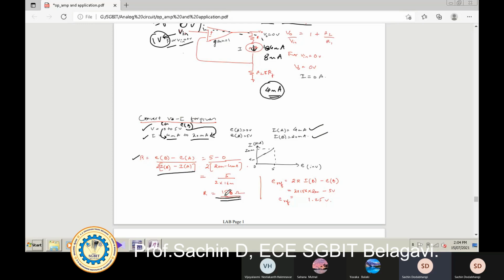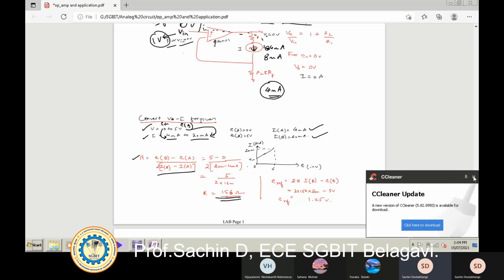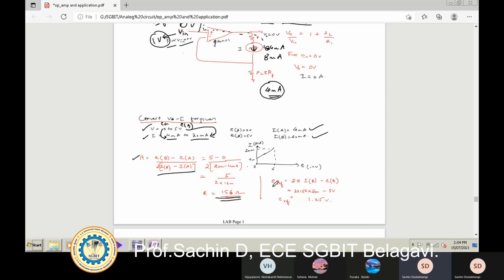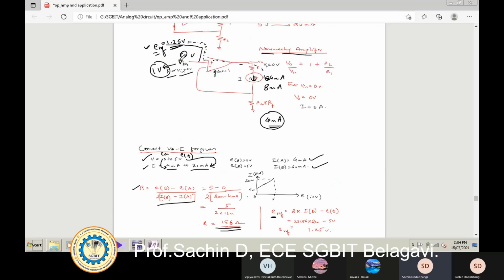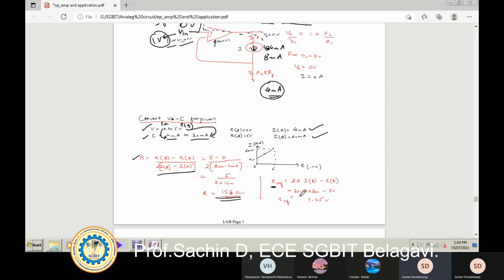So resistance I got as 156 ohm, and also the reference voltage. The reference voltage that I told you in this diagram: apart from the input voltage V input, we need to connect one more reference voltage. We got the value as 1.25. This is the formula for that, 2R IB minus EB. So the reference voltage is 1.25 according to design.